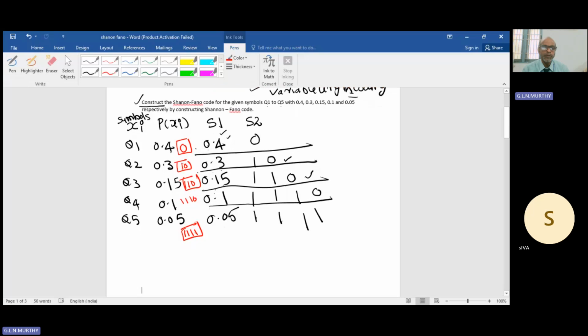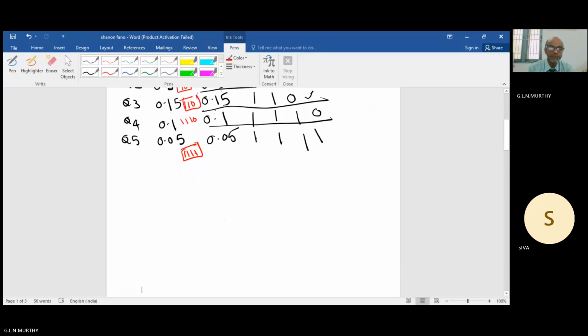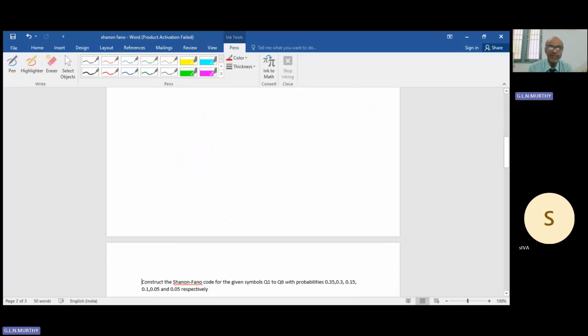Finally, don't forget you have to write a table consisting of symbols, their probabilities, and allocated code words. What are the code words? 0, 1, 0, 1, 1, 0, 1, and 1, 1, 1. Okay. So let us take one more case. One more example we do.